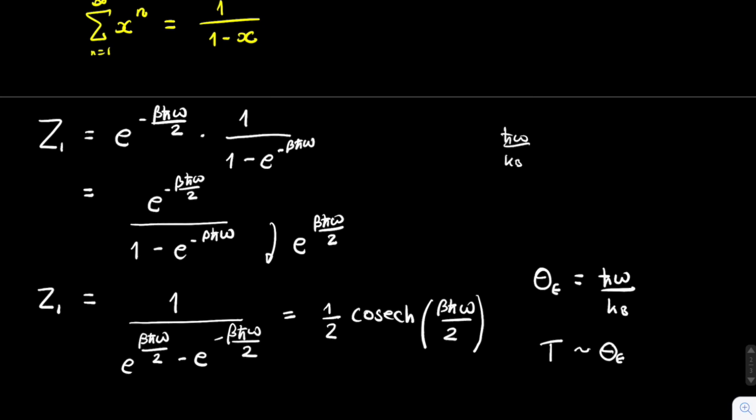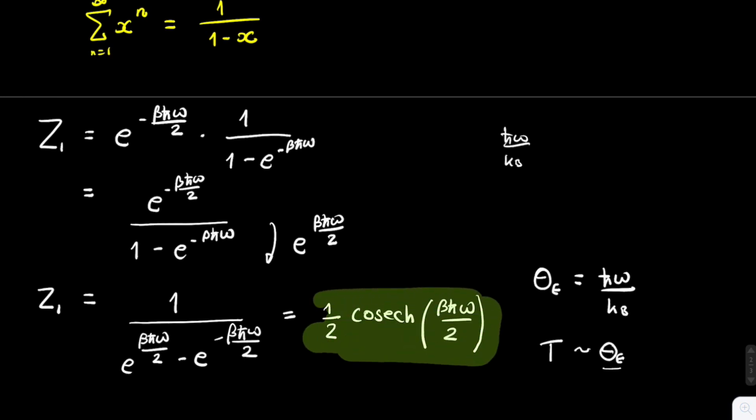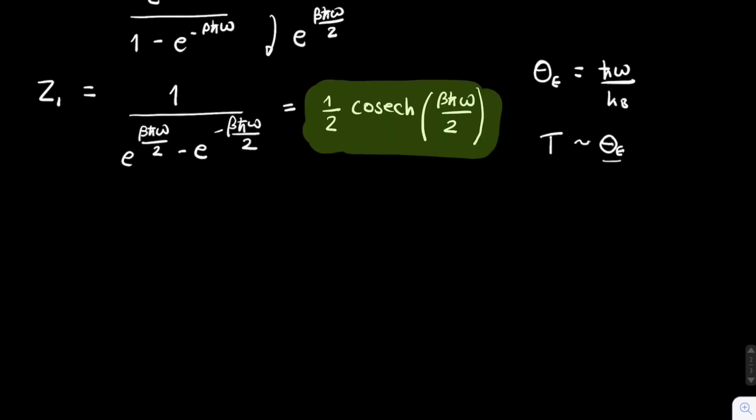So really, when we're talking about heat capacity, we're talking about what happens when T is much less than the Einstein temperature, and what happens when it's much greater than the Einstein temperature. So it's useful to have this kind of quantity we've just defined, so we can have something to compare and contrast, if you like. So there we go. This is the partition function for one particle. So what's the internal energy per particle?